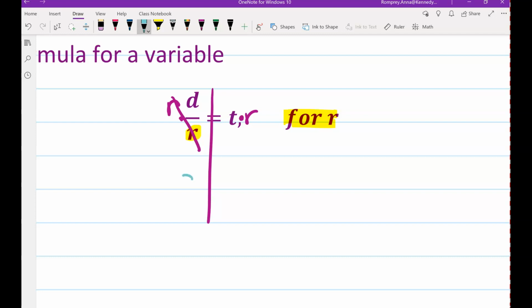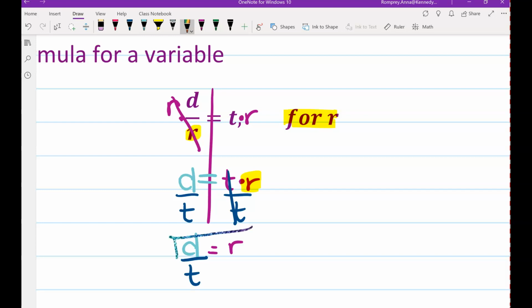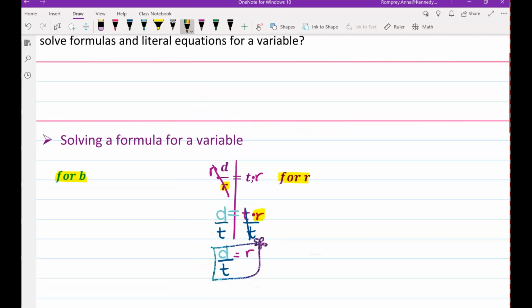So I now have D is equal to T times R. So again, isolating R, since it's T times R, we're going to divide both sides by T. So the rate equals distance divided by time. So we're just undoing operations. Just imagine these are numbers that you're moving around like before. It's all about isolating one variable. We just happen to have a couple others to work around as well.